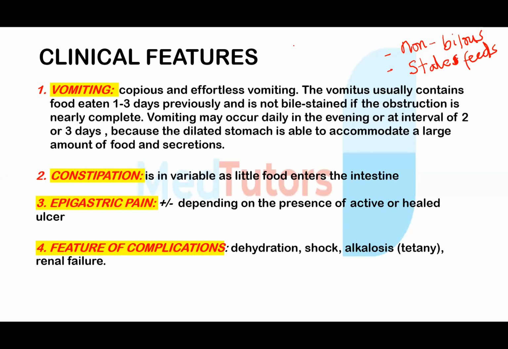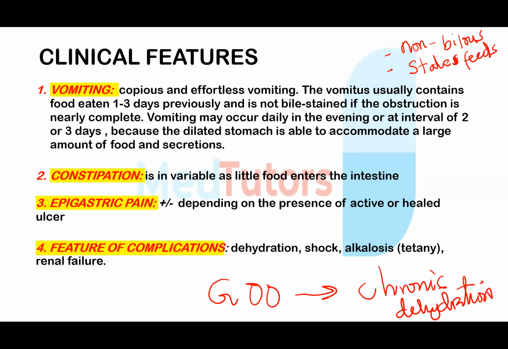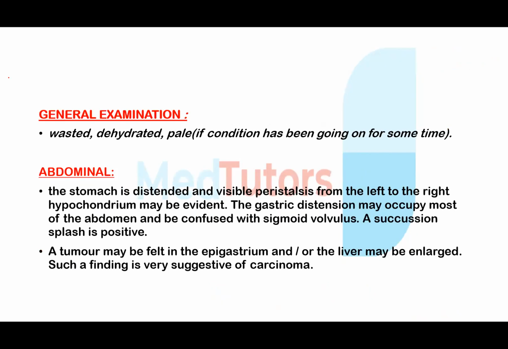Now, they may present with some features of complications like dehydration, and the dehydration, which we will describe later, is chronic dehydration. Don't forget, patients with gastric outlet obstruction present with chronic dehydration. They may present with shock, and because they have metabolic alkalosis, they may present with tetany, and they could have prerenal renal failure, acute renal failure. When you examine them on general examination, they are wasted, dehydrated, and pale because they could have nutritional anemia or anemia from the background pathology, maybe a bleeding ulcer or a gastric tumor, or because it is a long-standing condition leading to maybe nutritional anemia.